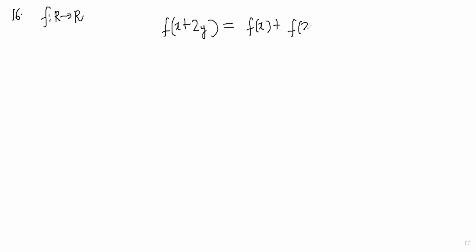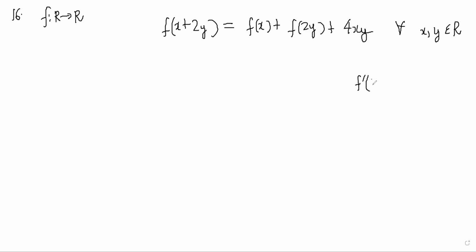16th one. Okay. 16th one is f from R to R is a differentiable function such that f of x plus 2y is equal to f of x plus f of 2y plus 4xy for all x, y belonging to real, and you have to get now f dash 1, and f dash 0, the values of this.